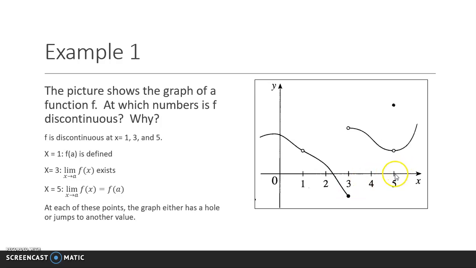At x equals 5, the limit exists, but guess what? That limit does not actually equal the evaluation for f of 5. So at each of these points, we either have a hole in the graph, a jump in the graph, or what we call a removable discontinuity. So let's take a look at more examples where we need to find values of discontinuity.